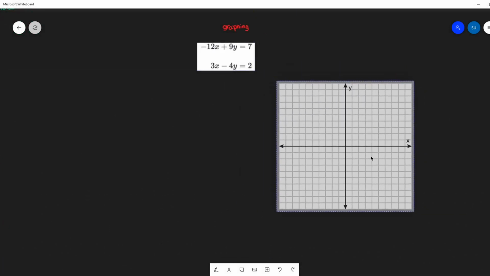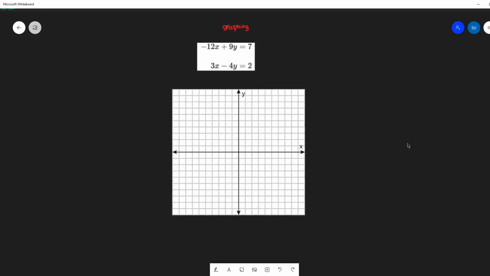Alright, so now if you watched my video about forms of linear equations, you would know that here we have two different standard form equations, and the advantage that you have with standard form equations is that you can easily find the x and y intercepts. So that is how we're going to go about graphing these two lines.